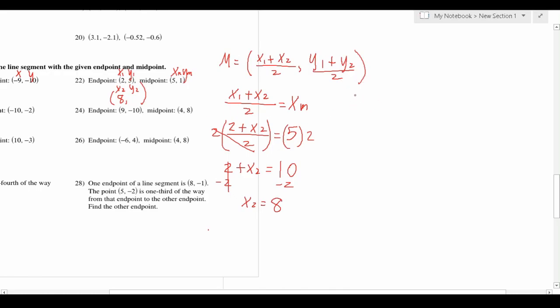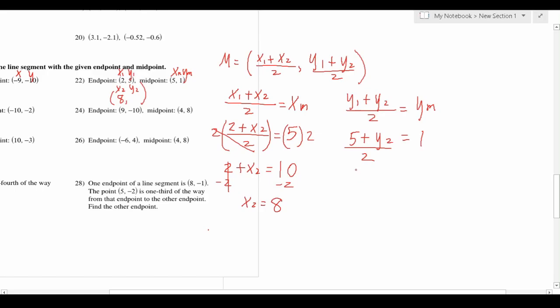Again, if we pull this out, we have y1 plus y2 divided by 2 is going to equal ym, which refers to the y value in the midpoint. Let's plug in what we have and solve for what we need. Y1 is 5 plus y2. Again, y2 is what we're trying to solve for, so we're going to leave that as is. The y in the midpoint is 1. And again, this is divided by 2.